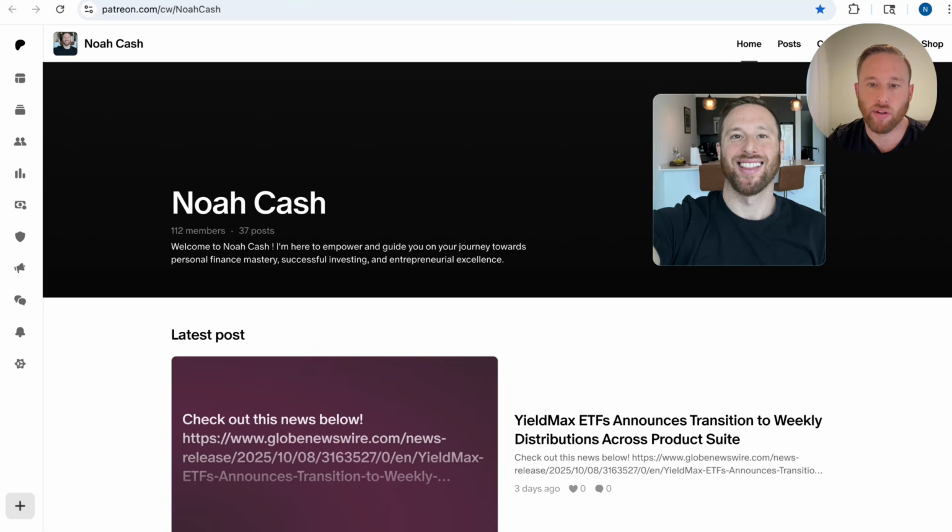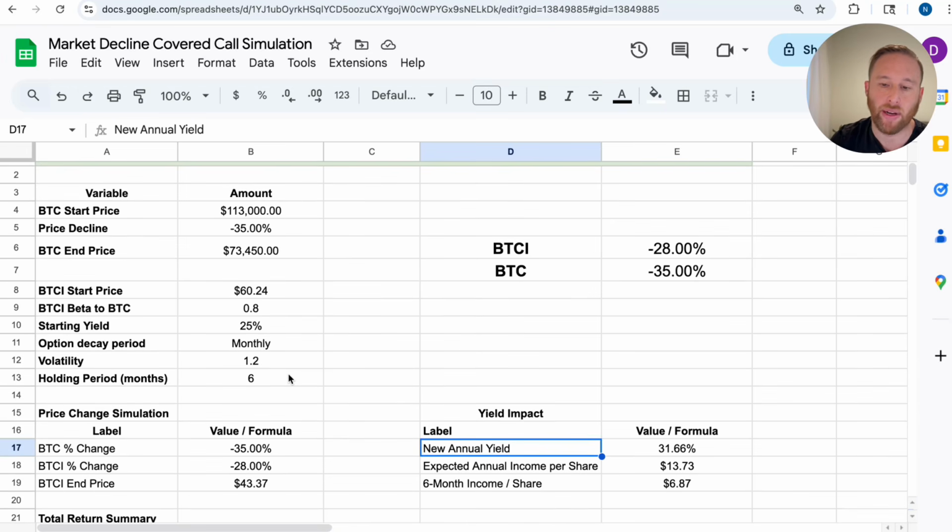But outside of that, guys, I just wanted to do a quick look at what's happening on the way down with BTCI. Are all your gains going to be wiped away? Absolutely not. Your downside will be cushioned, albeit somewhat, not all the way. And of course, this is just a simulation.